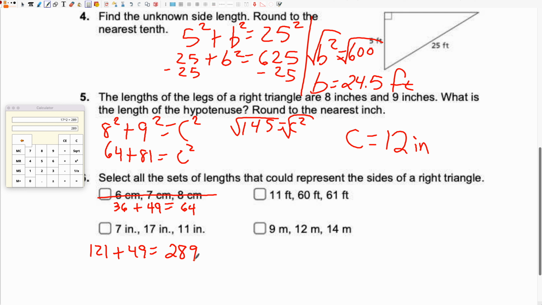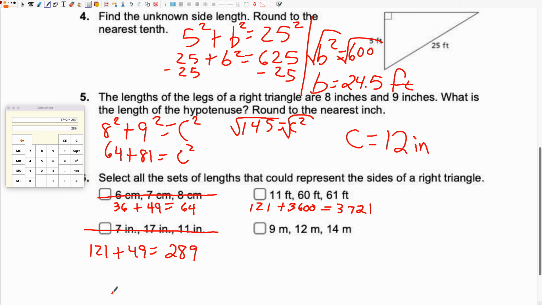121 plus 49 is not even close. So that's a no. All right. This one would be 121 plus 3600 equals 3721. Yes. And that's yes.